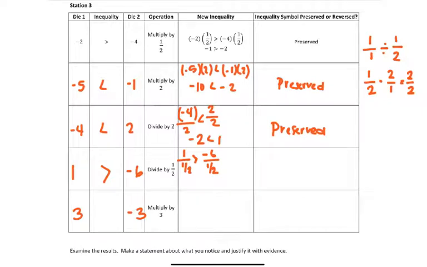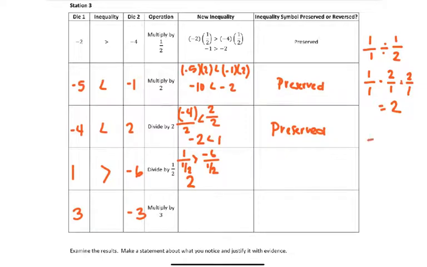No, I'm sorry, I did that incorrectly. I knew I did that incorrectly. Okay, so this is actually 1 over 1, and we multiply by 2 over 1, and so we get 2 over 1. So when we divide 1 by 1/2, we end up with 2. So we have 2 on this side of our inequality.